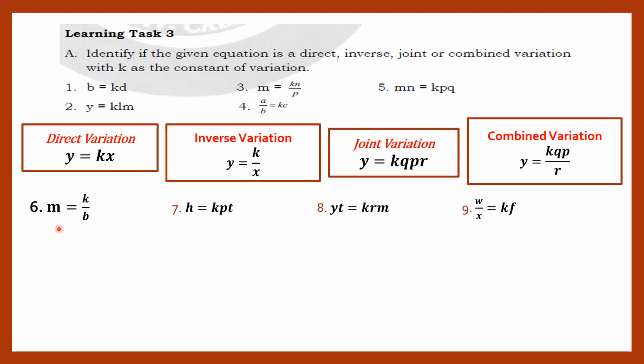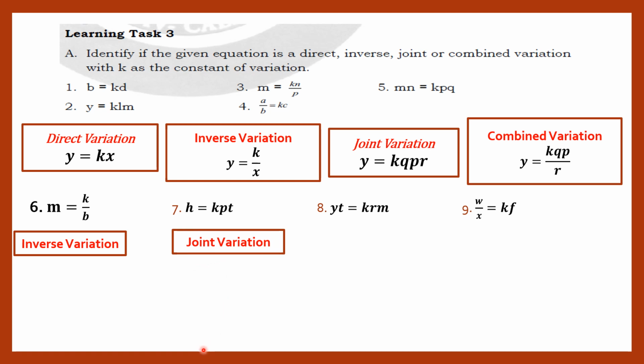Suppose we have number 6, m is equal to k over b. What you are doing is dividing a variable on your constant, and when you divide the variable on your constant, it's an inverse variation. Next, number 7, h is equal to k times p times t. We know that if you are multiplying a variable on your constant k, that is direct variation. But if you're multiplying two or more variables, that is already joint variation. So therefore, number 7 is joint variation.